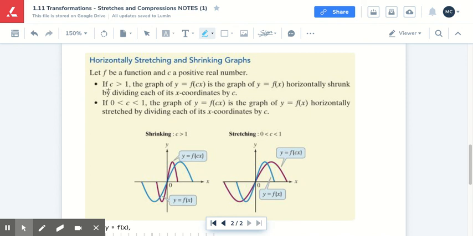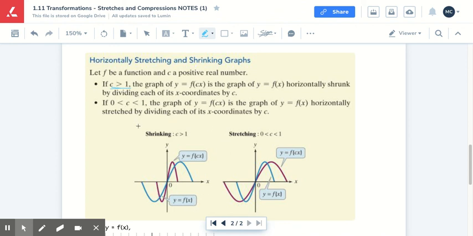So for this one, if your c value is greater than 1, then the graph of y equals f of cx is the graph of y equals f of x horizontally shrunk. So if c is greater than 1, it actually shrinks it horizontally. And you find that by dividing each of its x coordinates by whatever c is. So if c is greater than 1, we're going to divide each of the x coordinates by c. The graph on the left shows us this one. So our original graph is the blue one, and our transformed graph is the pink one.